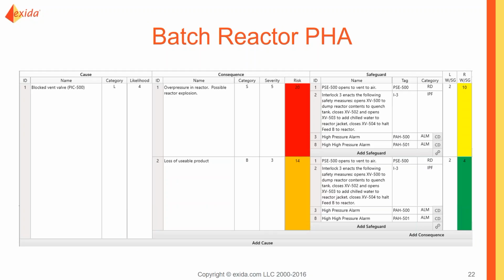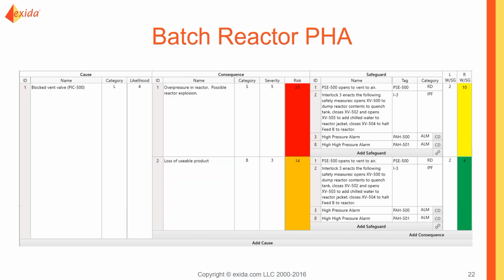In the screenshot, you can see that we have listed the cause, which would be that blocked vent valve, and we list the consequence. We have two consequences here. We have a safety consequence, which is overpressure in the reactor, which could cause an explosion. We have assigned it a severity, which I can show you in detail in the tool. I think 5 in this case would mean that you might have an on-site fatality.